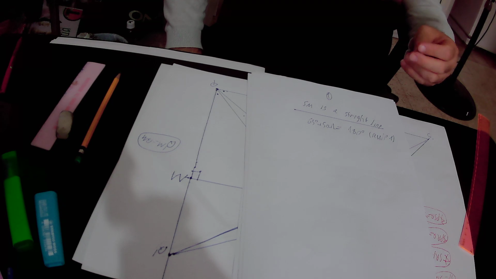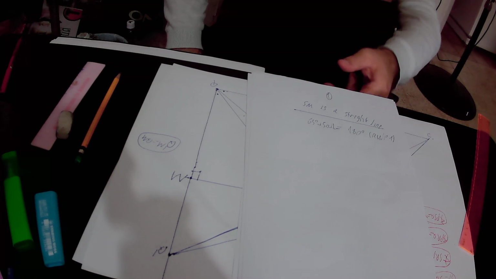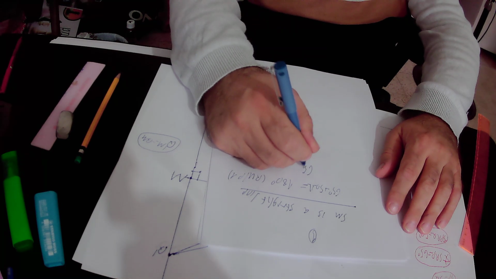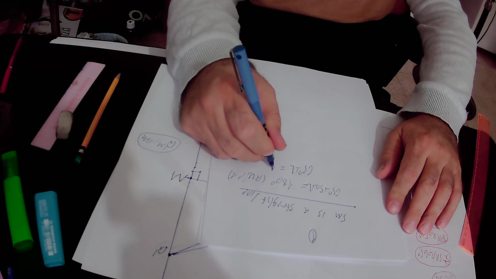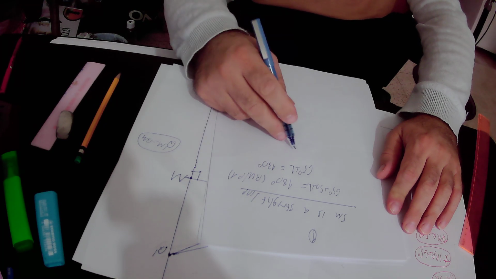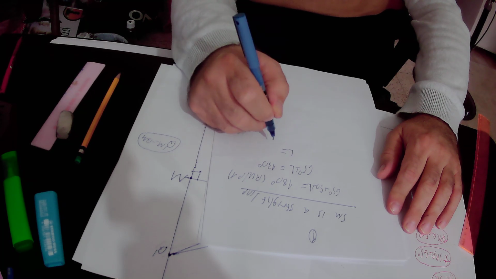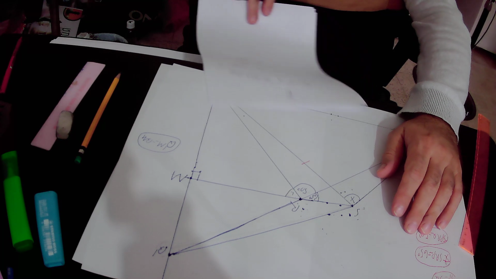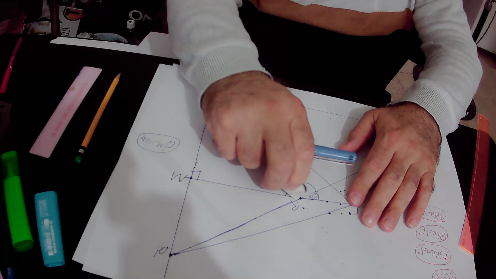Here we will subtract from this equality 50 degrees and we will get that 65 degrees plus angle L equals 180 degrees minus 50 degrees, which is 130 degrees. Here we will subtract from this equality 65 degrees and we will get that angle L equals 130 degrees minus 65 degrees, which is 65 degrees. So we found out that this angle L is actually equal to 65 degrees.